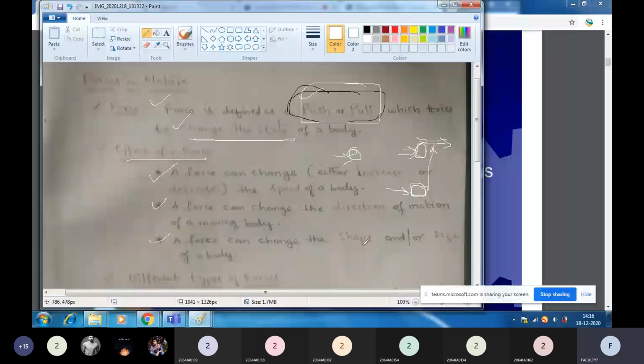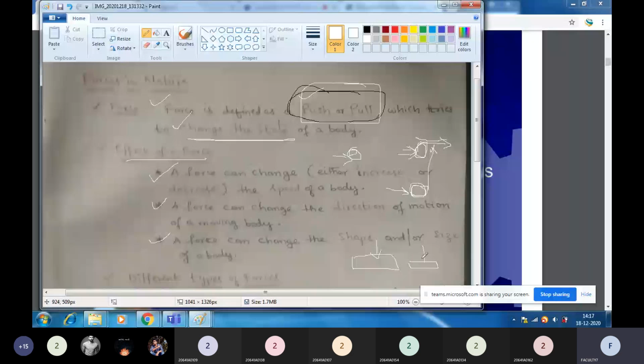Suppose a sponge is there. If you consider this as a sponge, this is at rest. Now if you apply a force on the top side, what happens? The size of this particular sponge reduces. What is the reason? You had applied a force here.